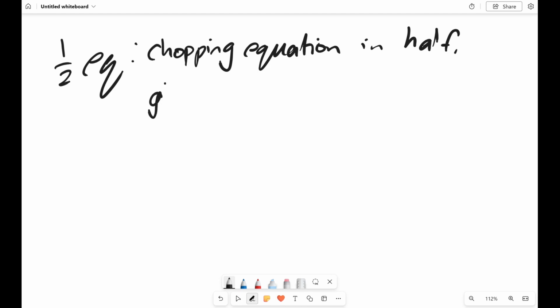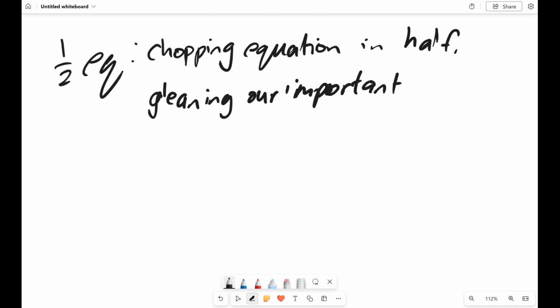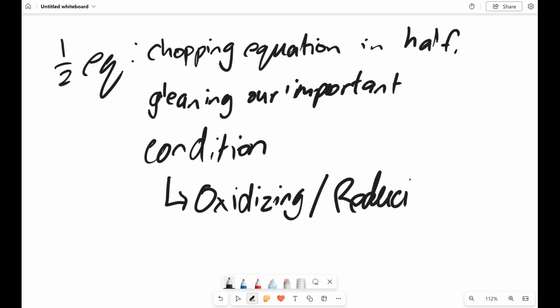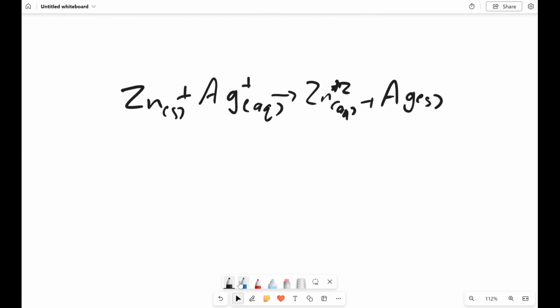Gleaning our important conditions, I suppose. Right, this is a really terrible definition, but basically in redox, we're going to be cutting our full main equation into an oxidizing reaction and a reducing reaction. Okay, so let's go back. So we're going to have an oxidizing O and a reducing R.